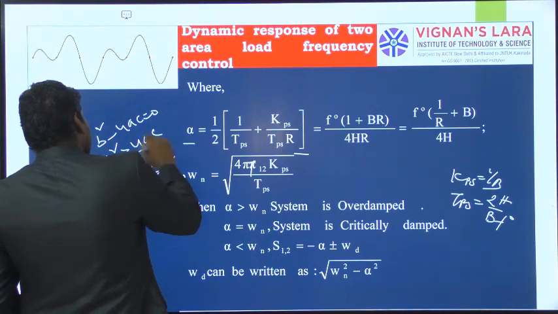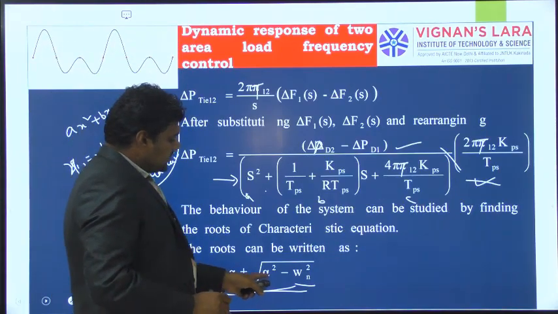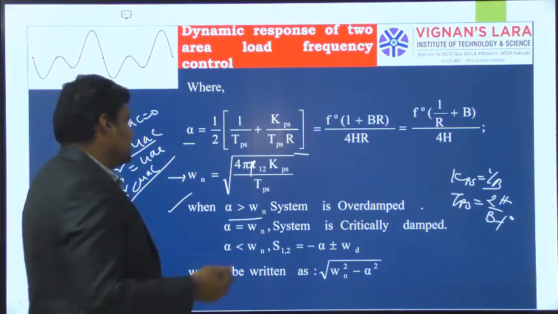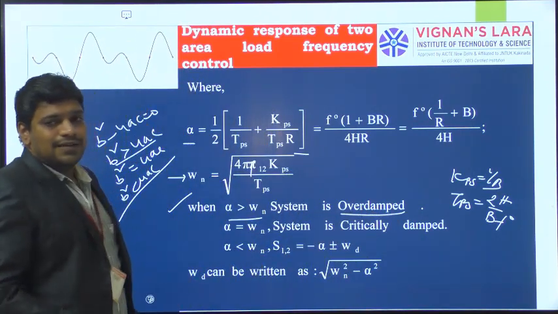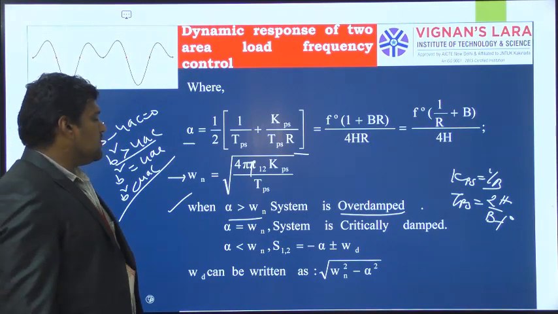So when b square is greater than 4ac, that is when alpha is greater than omega n. Here, when alpha is greater than omega n, the roots will be positive roots. So therefore the system will be overdamped. When the variable alpha is greater than omega n, the roots will be positive, then the system is overdamped.